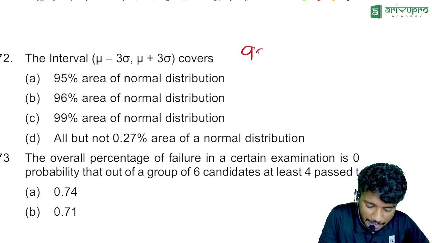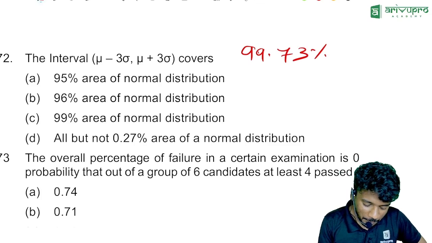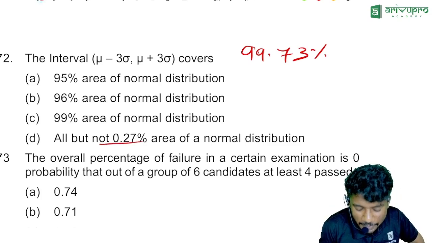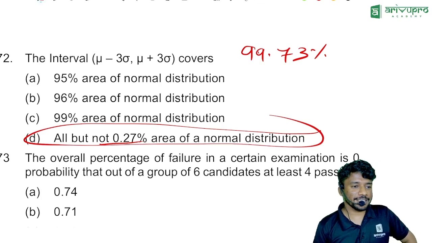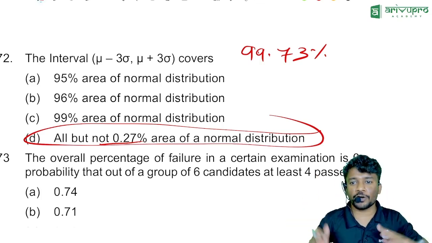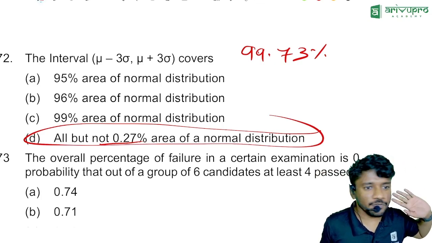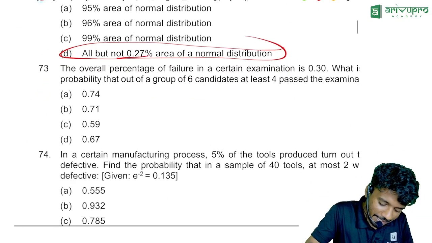It is 99.73 percentage. That means all but not 0.27 percentage. Answer is what? Option D. Don't go for option C. The question is made that way so that you will go wrong and you will lose 0.25 negative mark also. Yes. Okay? Next one.